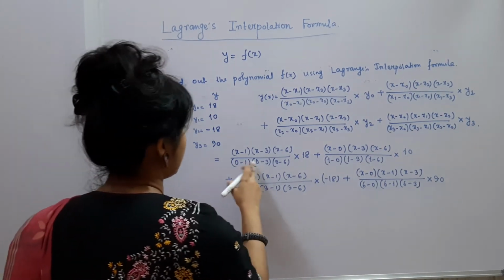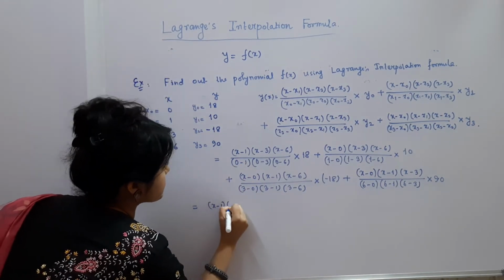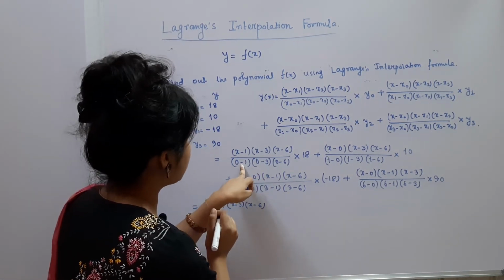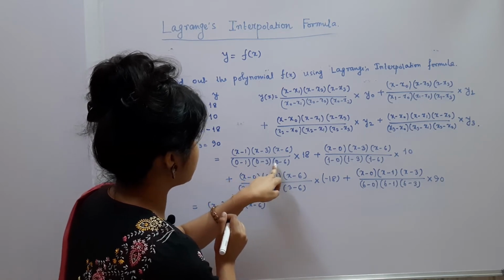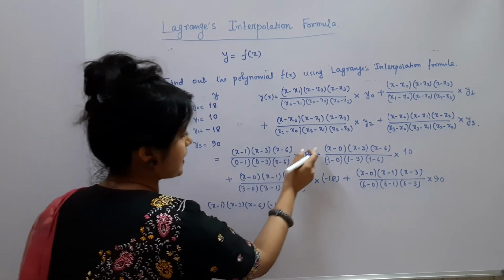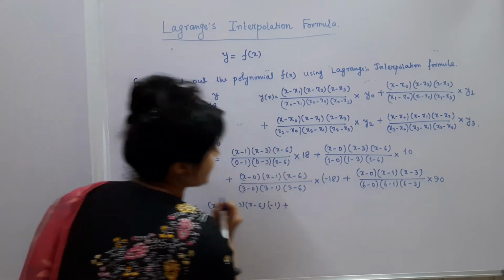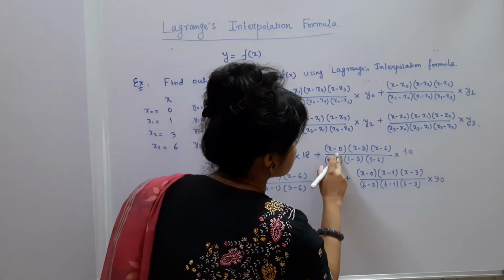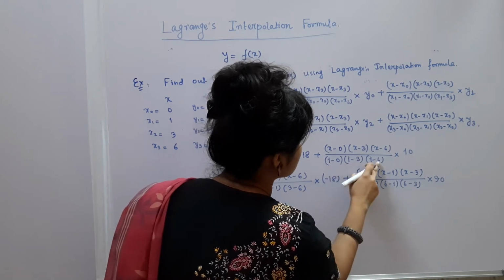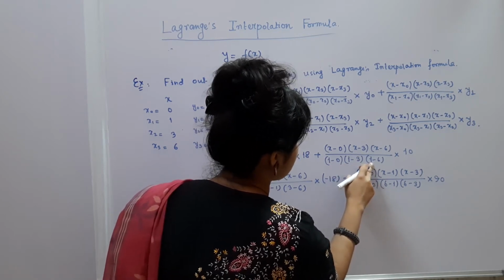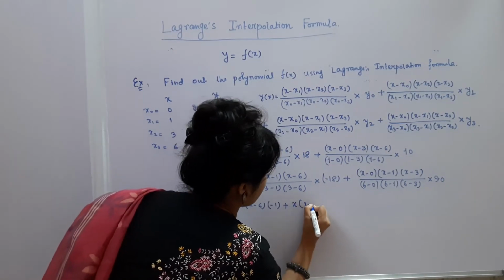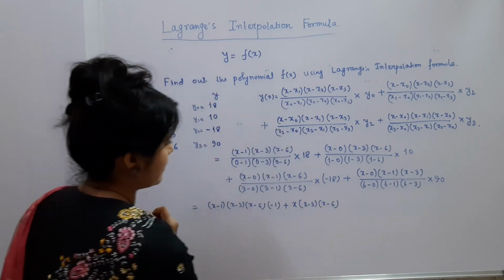Now here look at the expression, that is x minus 1, x minus 3, x minus 6, and this is minus 1, minus 3, minus 6. So minus 18 and this is minus 1. Minus 18 and 18 will be cancelled out, only minus 1 will be left. So here look at this, this is minus 2, this is minus 5, then plus 10, and this is plus 1. So 10 will be cancelled out, therefore this will be the result.